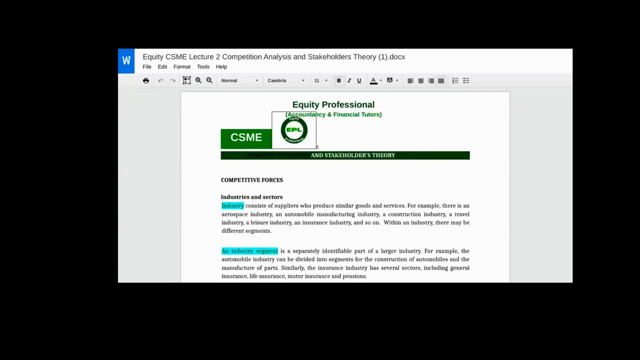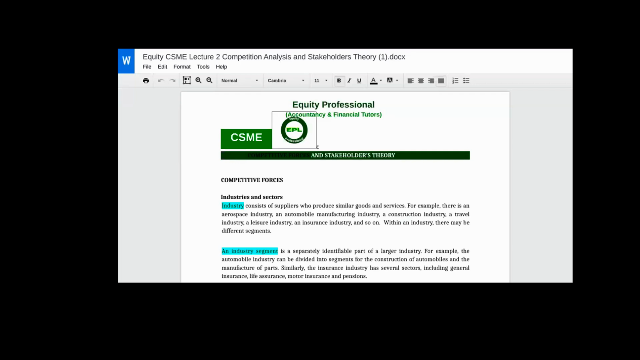Okay, our topic of today is competition analysis and stakeholders theory. That's our topic of the day. It is a topic that is not difficult, that we can easily achieve in less than 2 hours, so that we can be able to manage the situation, dynamism, and difficulty we are facing in the network service provider.